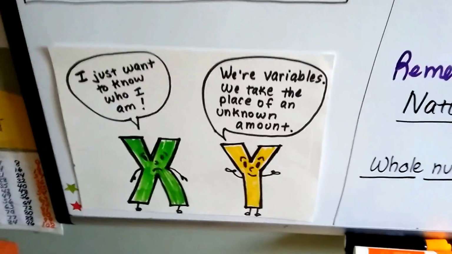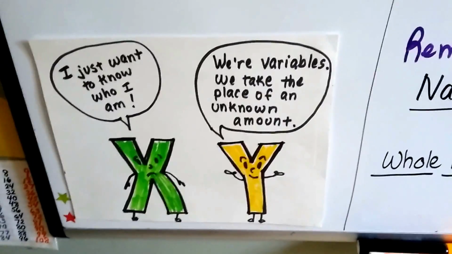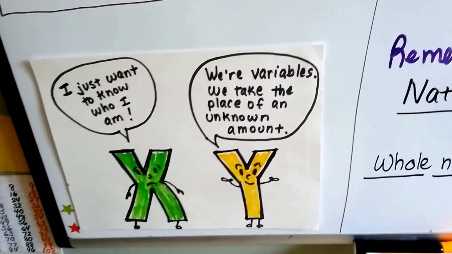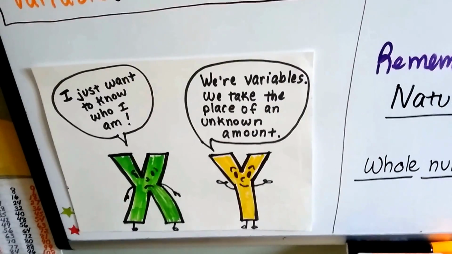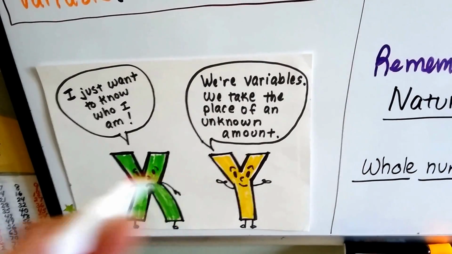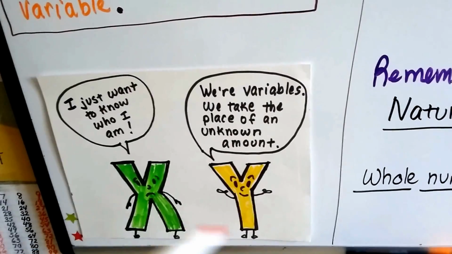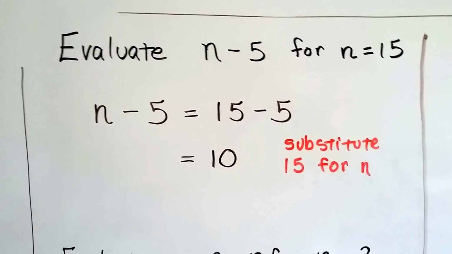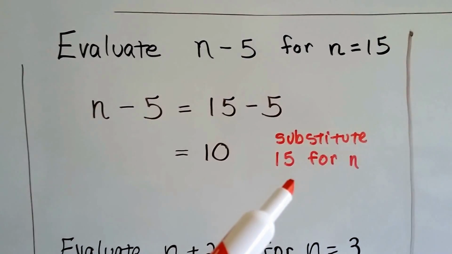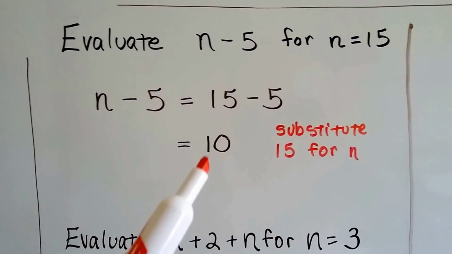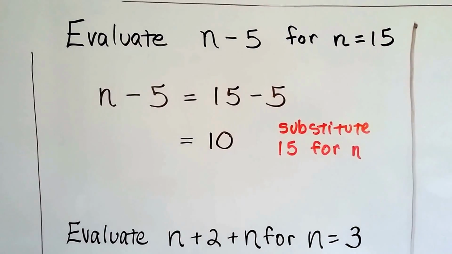So just remember, like x and y, they're just variables that take the place of an unknown amount, like a blank. Remember when you were in first grade, it said 2 plus blank equals 5, and you had to fill in the blank? Well, that's what these variables are doing now. Any letter of the alphabet can take the place of that blank. So if we saw evaluate n minus 5 for n equals 15, all we have to do is substitute 15 for the n. So instead of n minus 5, we have 15 minus 5. Well, that equals 10. So now we've evaluated it, see?